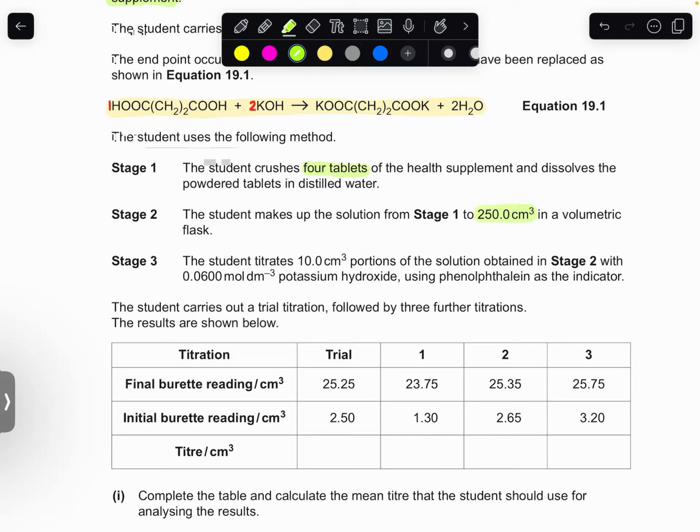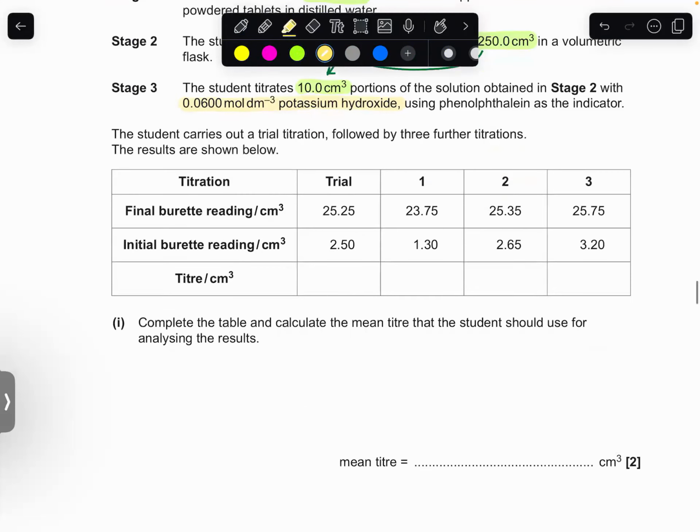The student then titrates 10 centimeters cubed of this solution, so that's originally come from here, portion, with this concentration potassium hydroxide, using phenolphthalein as the indicator. So you've got your table of results there. Now, complete the table and calculate the mean titer that the student should use for analyzing the results. So let's have a look at this.